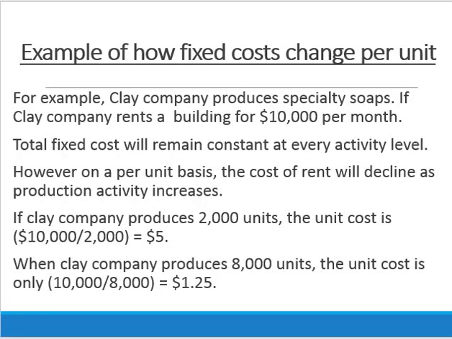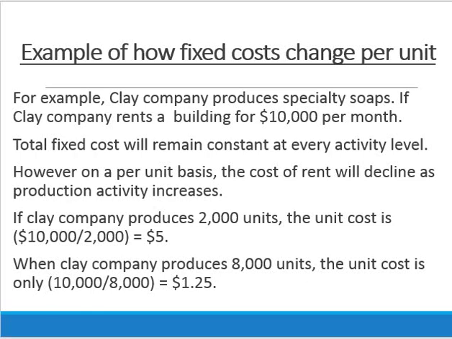Okay, so Clay Company produces specialty soaps, and they rent a building to produce those specialty soaps at $10,000 per month. Total fixed costs remain constant at the $10,000. It doesn't matter how many units they produce. In total, those fixed costs are $10,000. However, on a per unit basis, the cost of rent will decline as production activity increases.